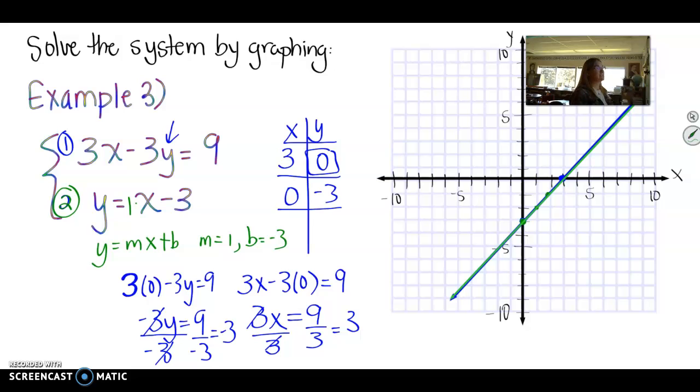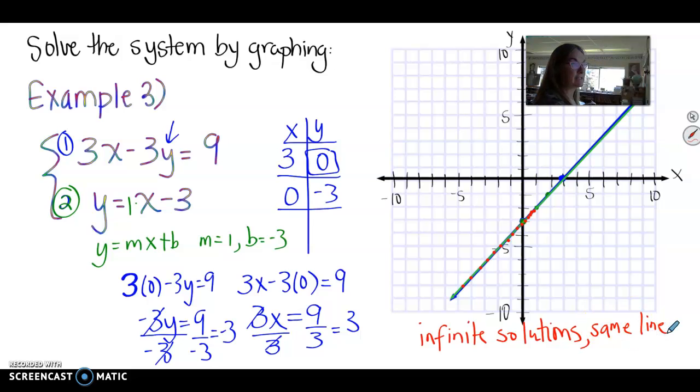What that means is it was case 3 from the previous video. When we have the same line, you have an infinite number of solutions, because every single pair that's on the blue line is also on the green line. And so we have an infinite number of solutions for this situation. So it's infinite solutions, same line. All right, and those lines are called coinciding lines.